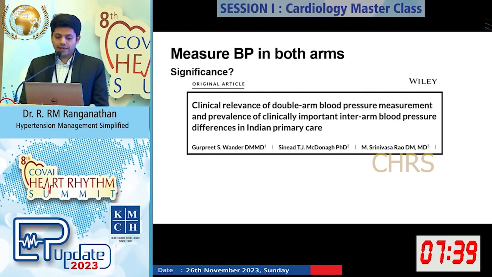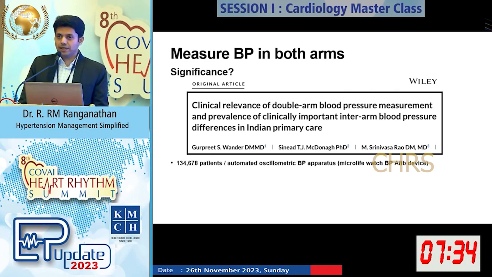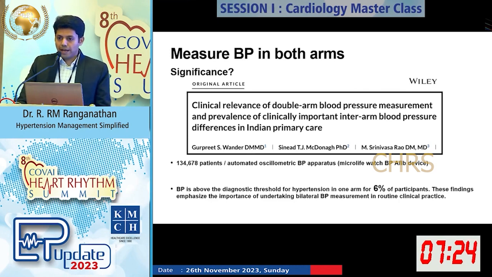And this is Indian data done by Gurpreet S. Wander et al. It's a large study wherein more than 1 lakh patients were studied and all of them had an automated BP monitoring. What they found out was by measuring blood pressure in both arms, they were able to diagnose hypertension in an additional 6% of the participants, which means blood pressure was in the normal range in one arm and it was in the hypertensive range in the other arm. So if you had measured blood pressure only in one arm, you might have missed this 6% of patients with hypertension. So it is very important that we measure BP in both arms.